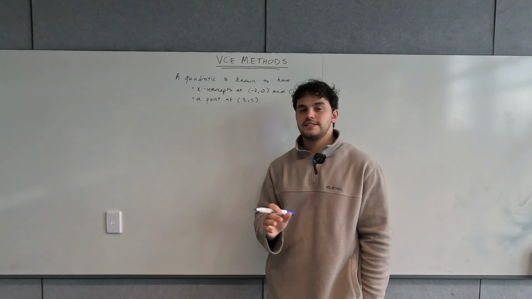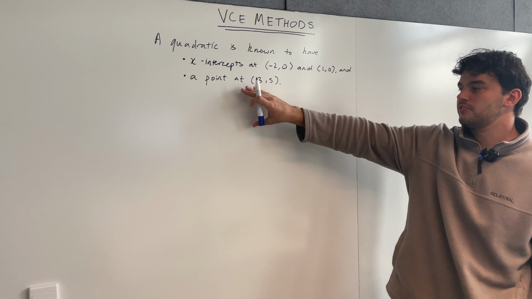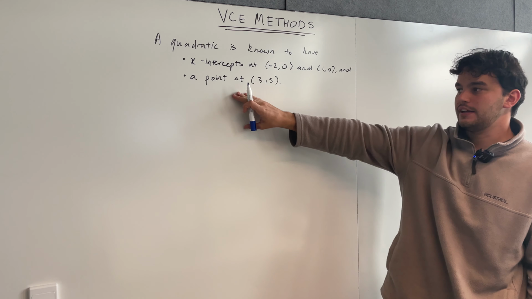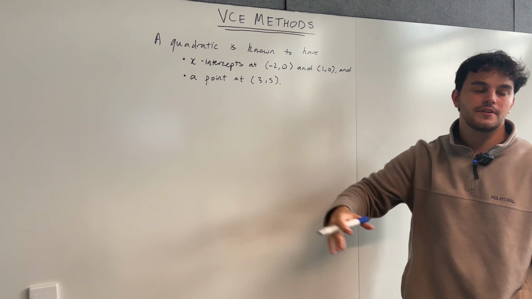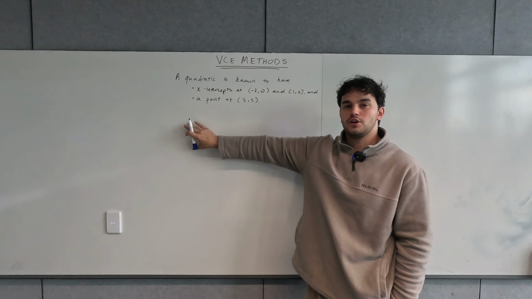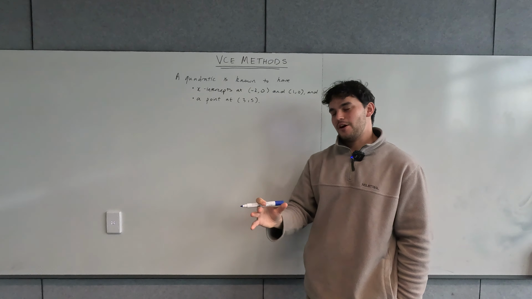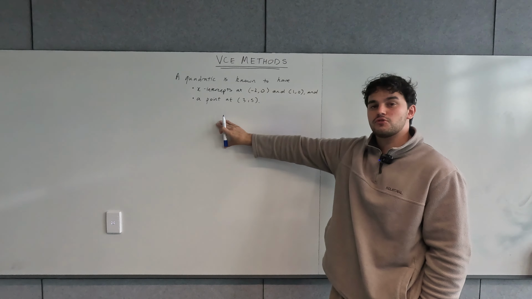In this example here, you can see the information given is slightly different. So we have a quadratic, and it's known to have x-intercepts at -2 and 1, and then an external anchor point at (3, 5). So just based on the information given, you can see that we need to use a different form. We're obviously not going to use the turning point form for this, but again, technically we can.